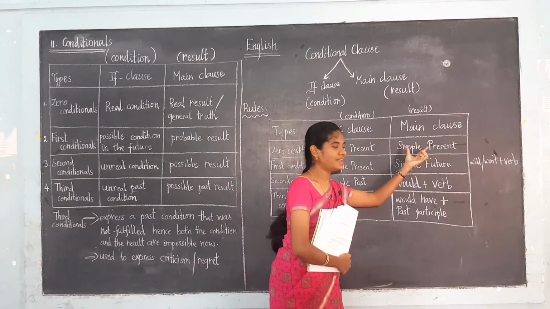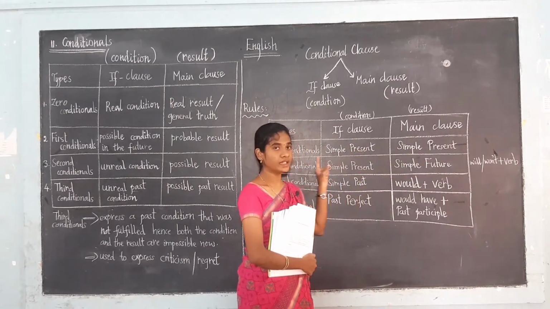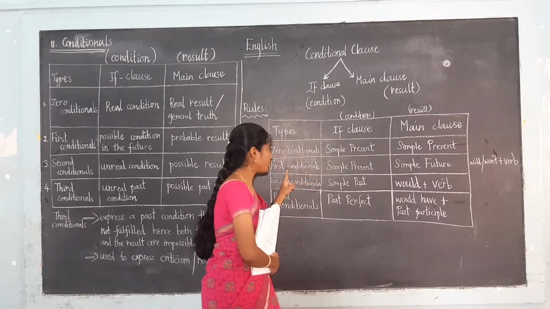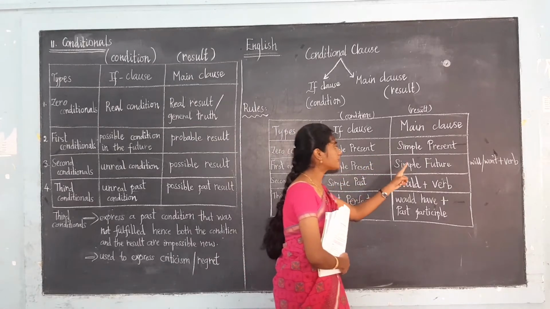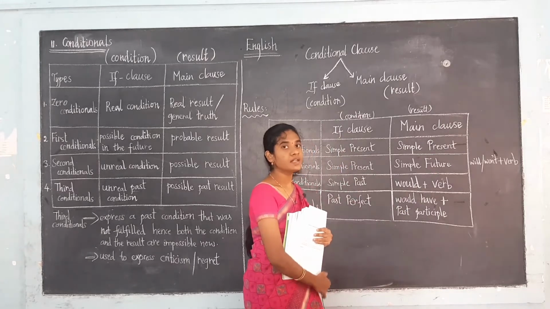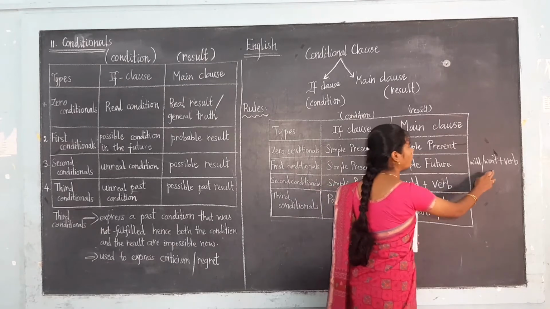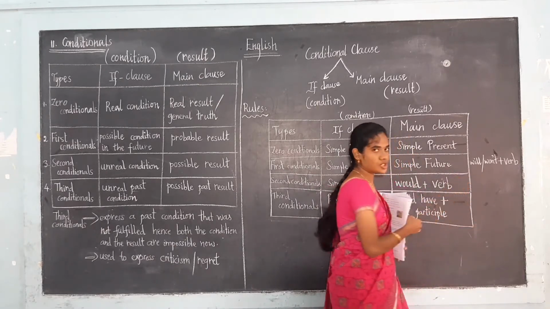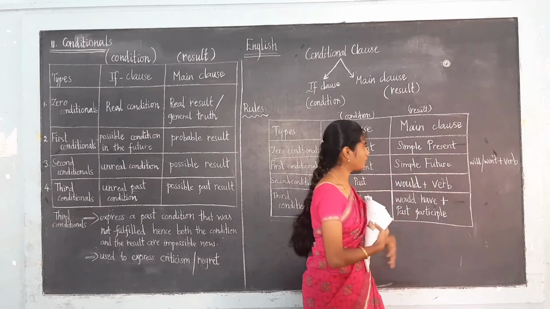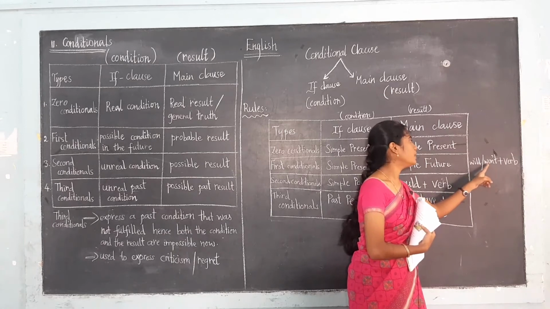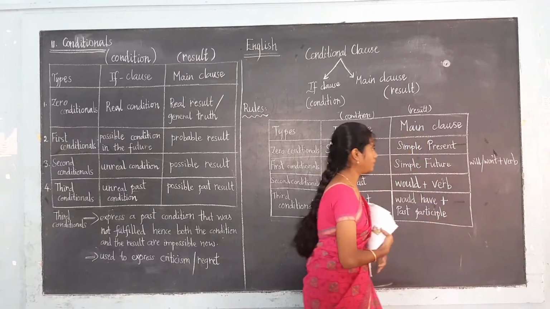Now see here, in the zero conditional the if clause should be in the simple present and the main clause should be in the simple present. Both clauses should be in the simple present for the zero conditional. For the first conditional, the if clause should be in the simple present and the main clause should be in the simple future. You have to write in the simple future only, like will or won't. Will is used for the positive statement and won't is used for the negative one. If the sentence is negative, you have to use won't, W-O-N apostrophe T. Then you write a verb.